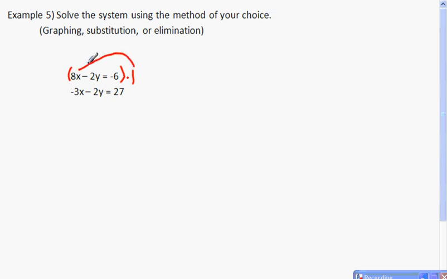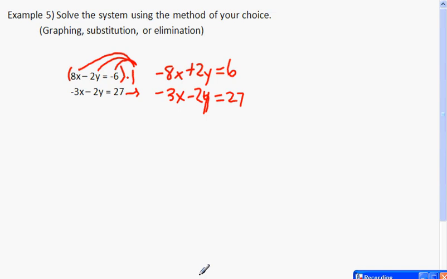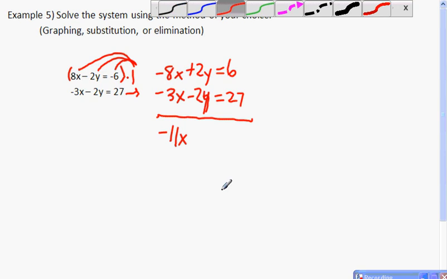You go ahead and use your distributive property. We get negative 8x. Negative 1 into a negative 2 is a positive 2y. And negative 1 into a negative 6 is a positive 6. I'm just going to slide this equation over. You can go ahead after you slide that over and solve. You have negative 8x minus 3x is negative 11x. Here's your elimination taking place.